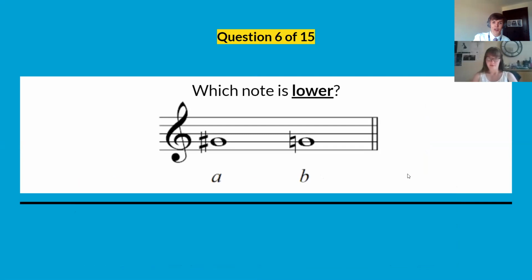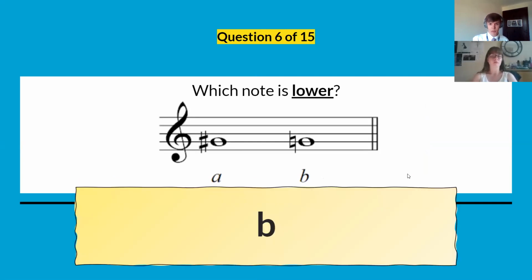Question number 6. Which note is lower? Is it note A or note B? So this one, your previous question about sharps would have helped. And B is, of course, lower because a sharp raises a note by a semitone. So if it's the same note but doesn't have a sharp, it's obviously going to be lower. G natural, lower note there.